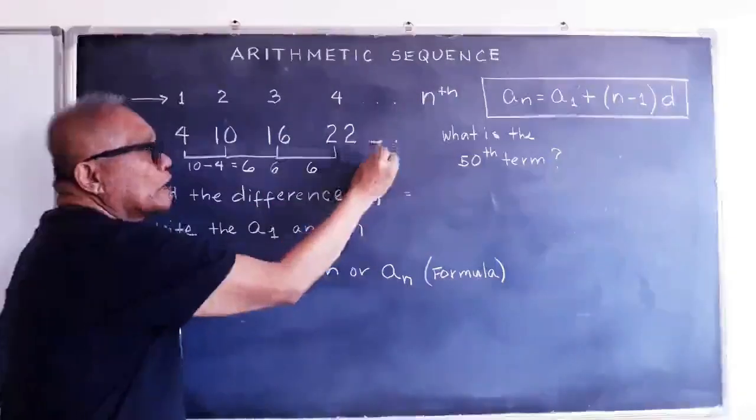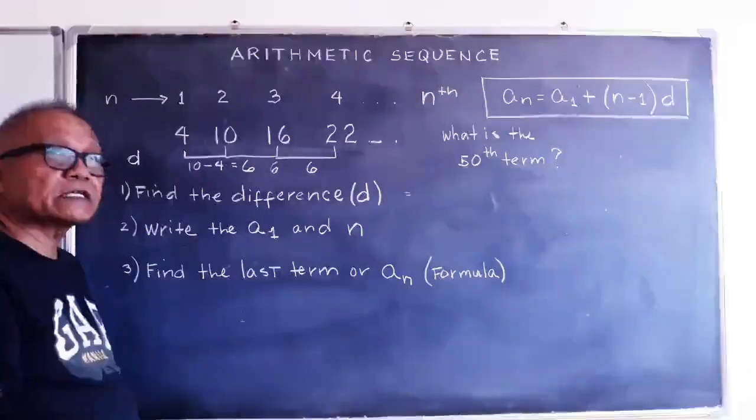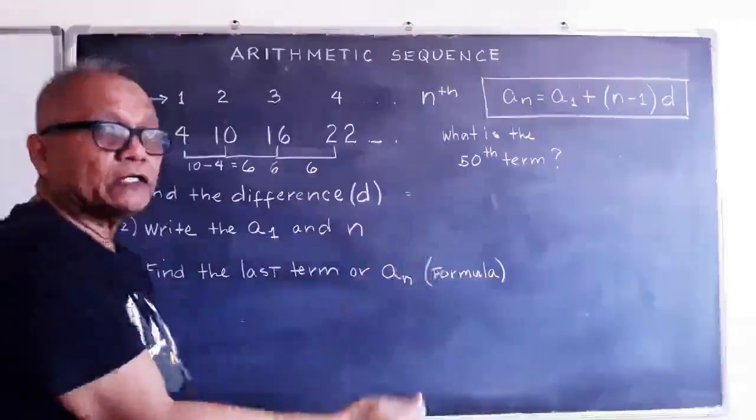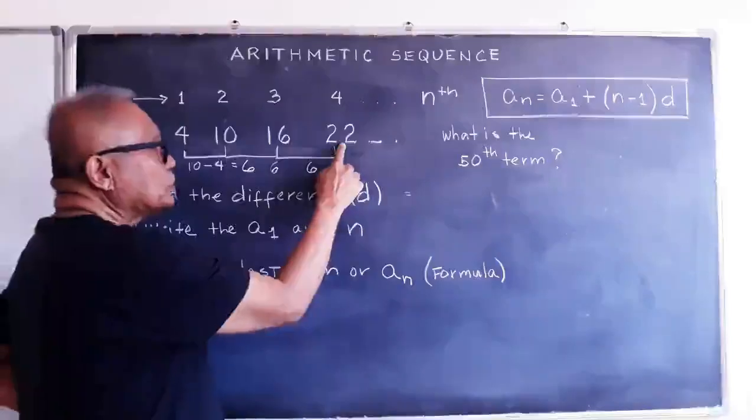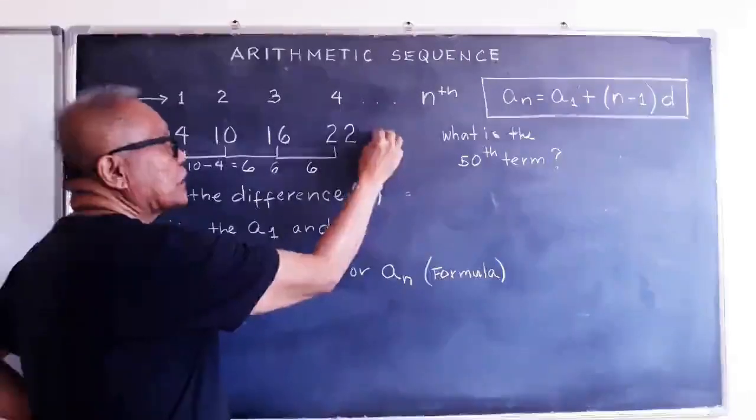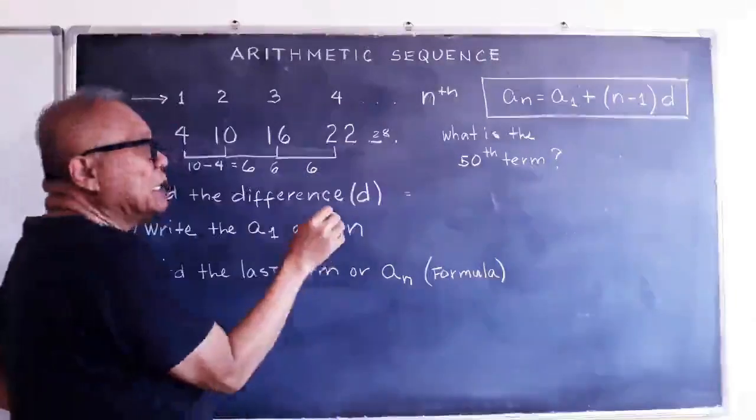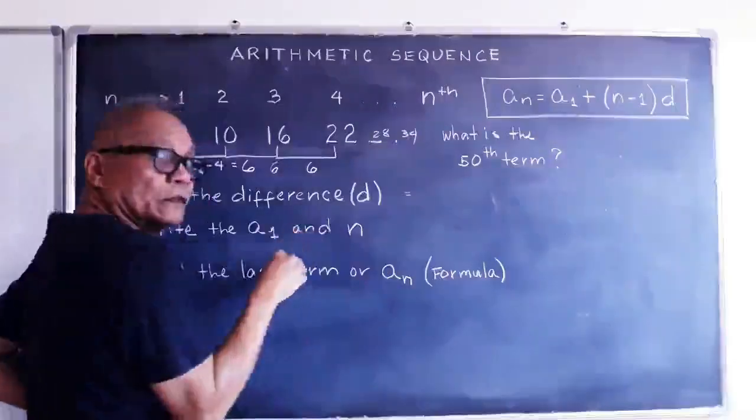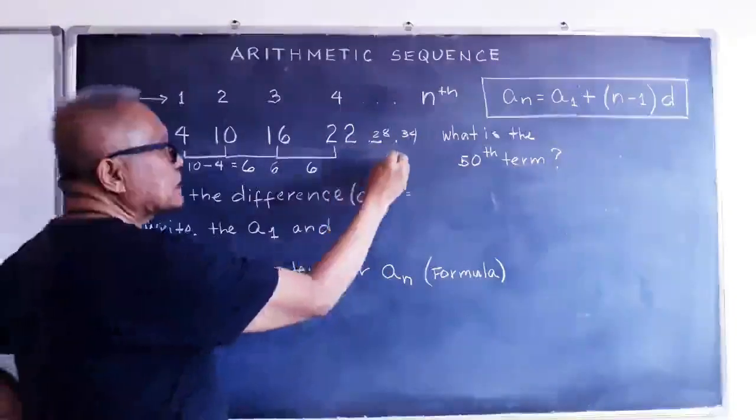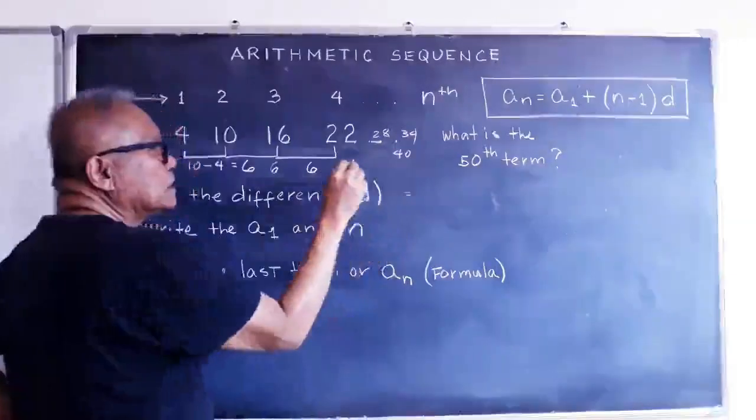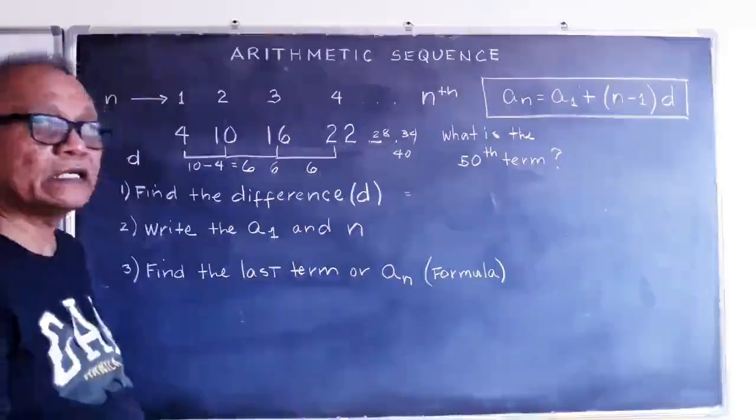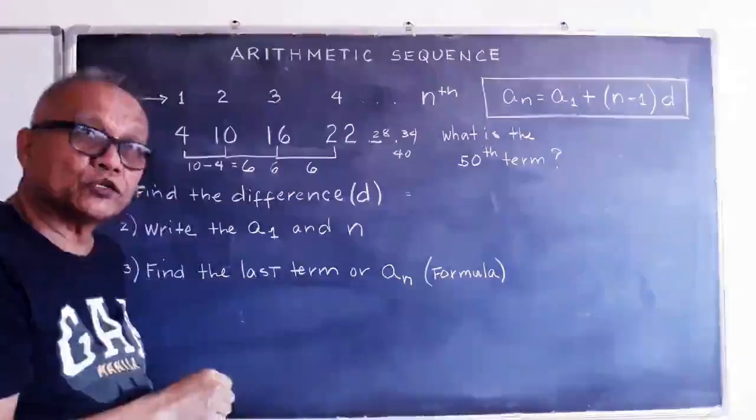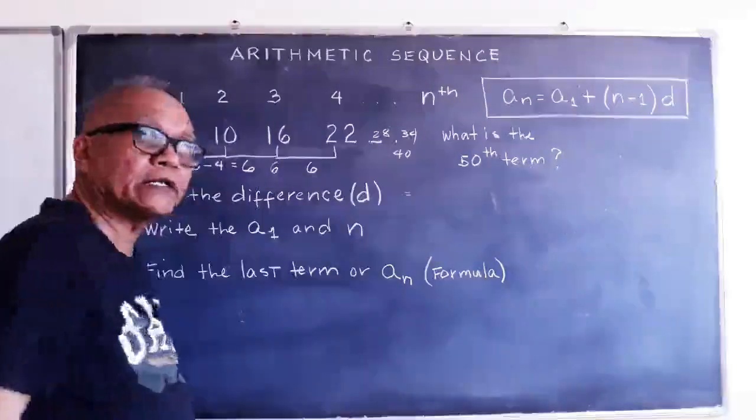And if the question is, find the next 3 terms, then you just add. We don't need the formula anymore. So 22 plus 6 is 28. 28 plus 6 is 34. 34 plus 6 is 40. So these three numbers are the next three numbers after 22.